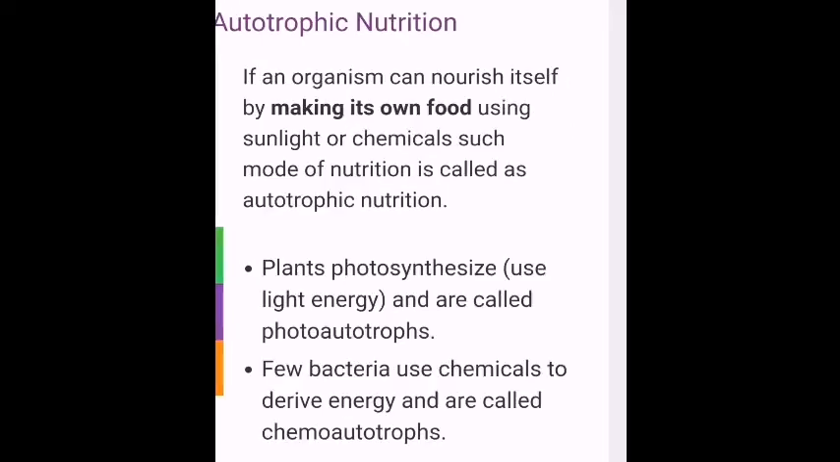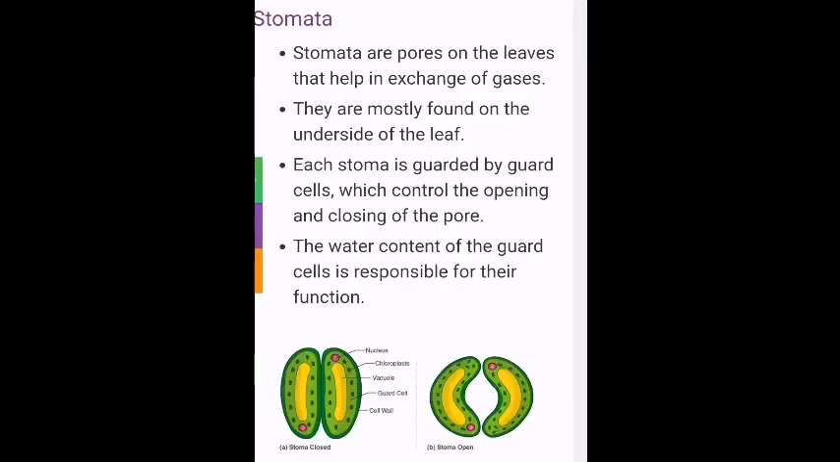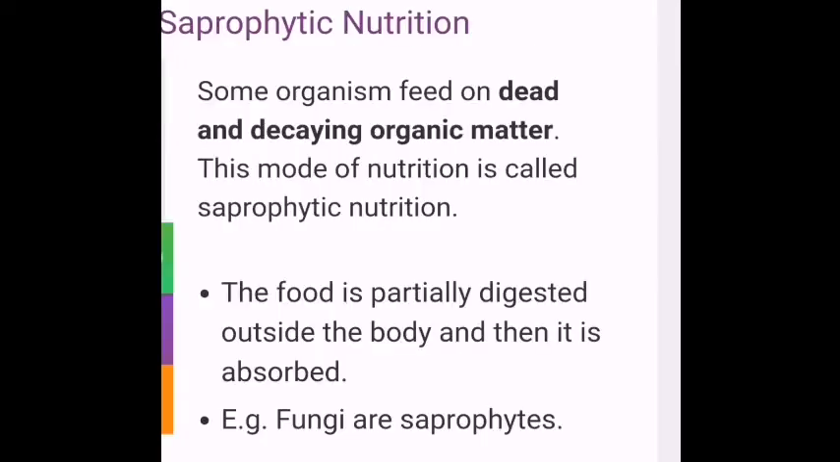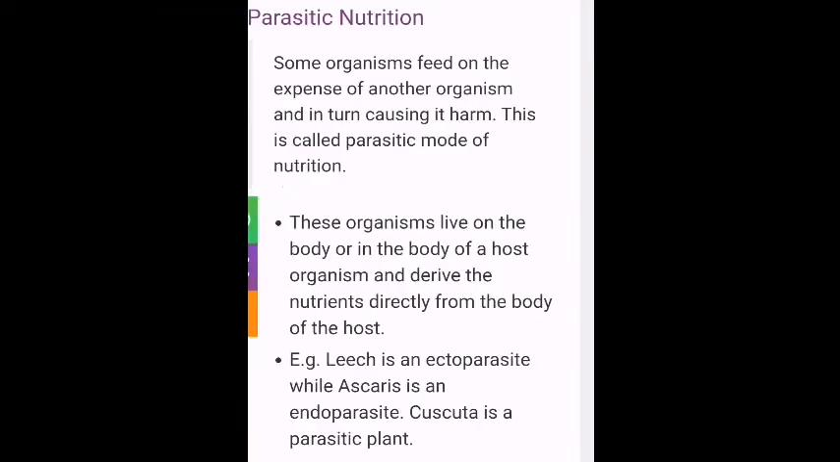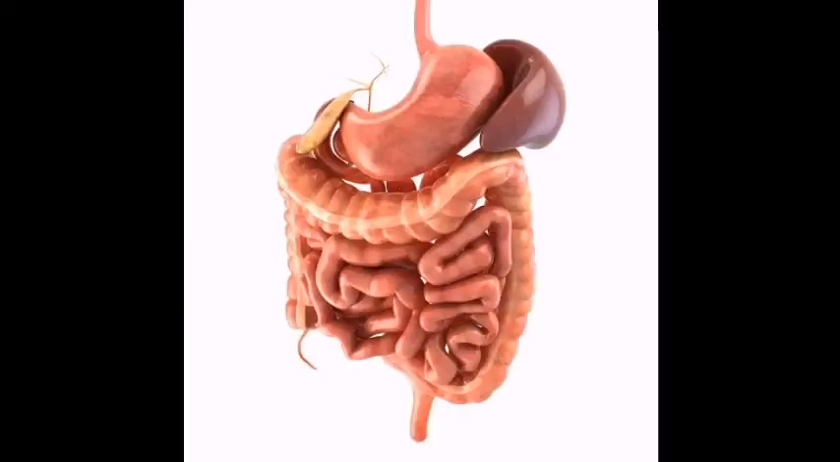Nutrition, the modes of nutrition, that is autotrophic nutrition. In that, photosynthesis, the process of photosynthesis and events of photosynthesis, stomata, importance of stomata, opening and closing of stomata, saprophytic nutrition, parasitic nutrition, and nutrition in amoeba. How does amoeba obtain food?